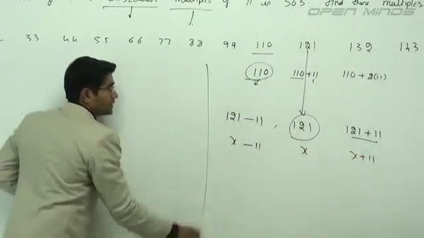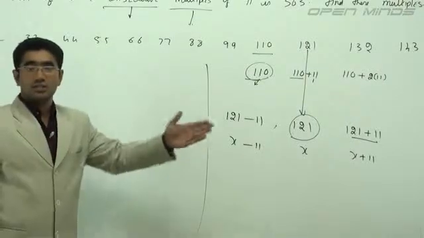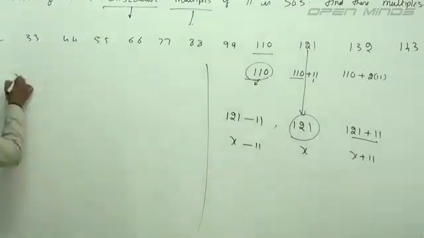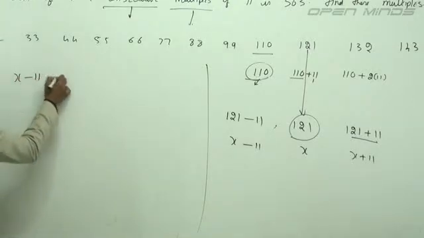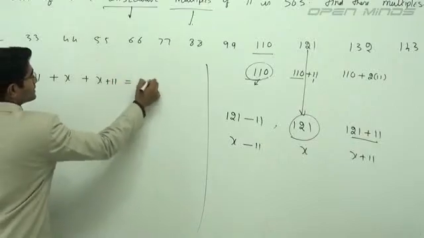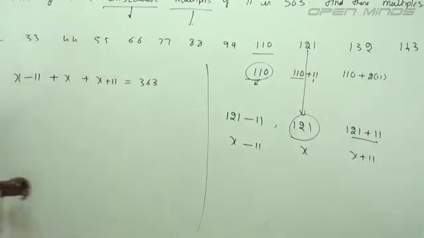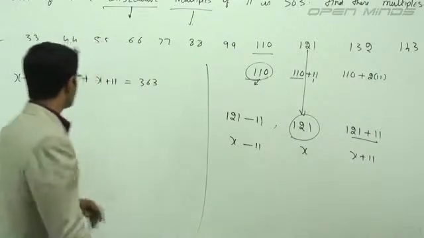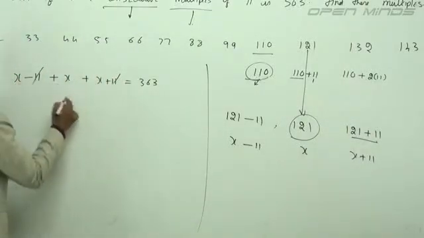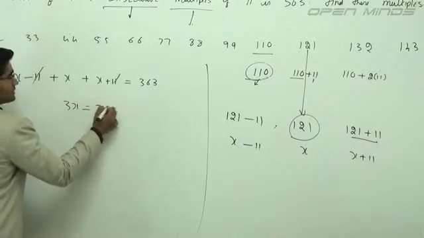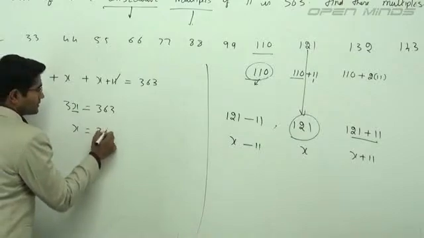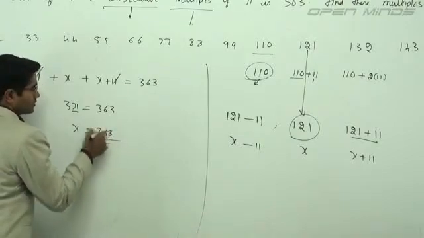Now these are my three consecutive numbers, the numbers next to each other. If I add them, I should get 363. Let's work it out. x minus 11 plus x plus x plus 11 is 363. This is relatively easy, especially because I can see that minus 11 and plus 11 will go out. I get 3x is 363. Directly I get x. So x is 363 divided by 3, which is 121.